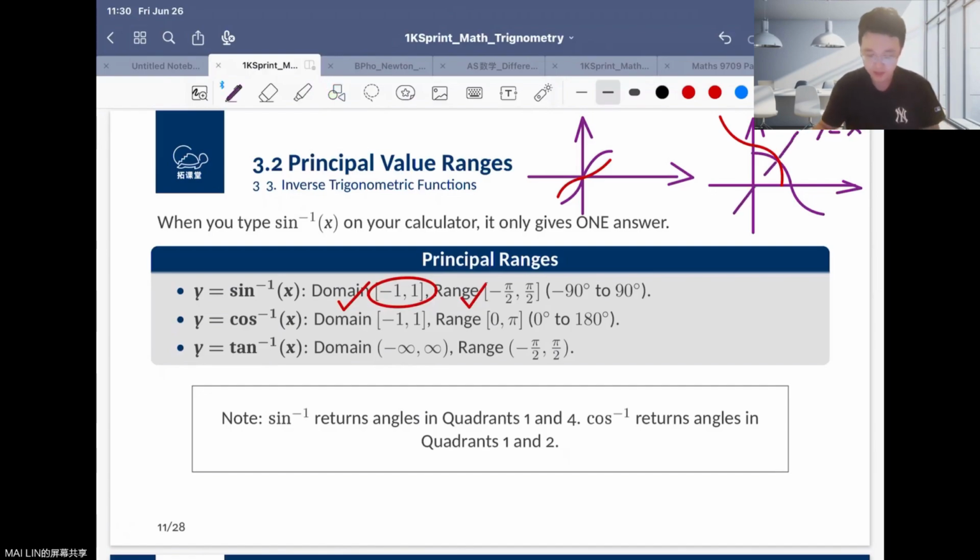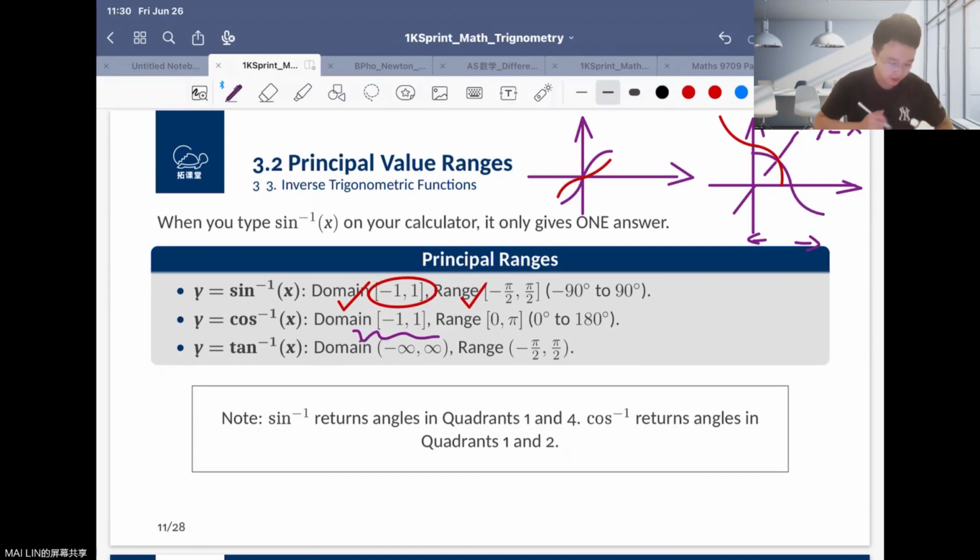Okay, so for the cosine function, the domain is 0 to pi, right? And the range is negative 1 to 1. So after that, the domain and range of the inverse cosine function are swapped. So the domain is negative 1 to 1, and the range is 0 to pi.